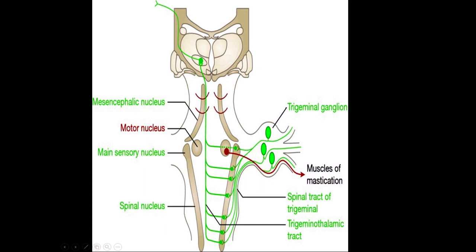Okay, so this would be pain and temperature crossing over. And then up here we have the main sensory or chief sensory trigeminal nucleus. Remember, that's the one that's involved in the corneal reflex. And so that's vibration, tactile sensation. That also crosses over as part of the trigeminal thalamic tract. Again, for now, the important point is that VPM is the thalamic nucleus for facial sensation.